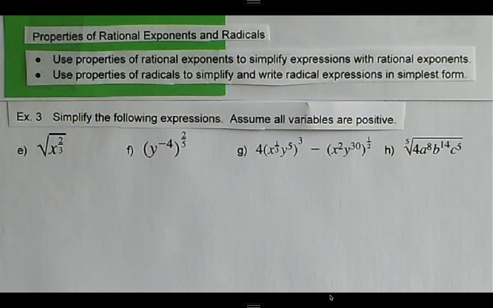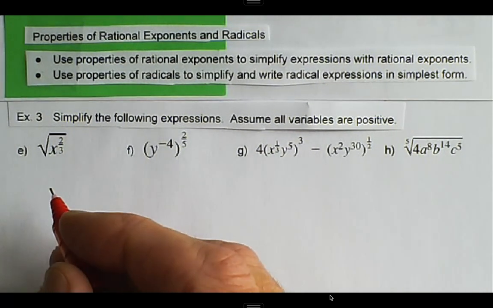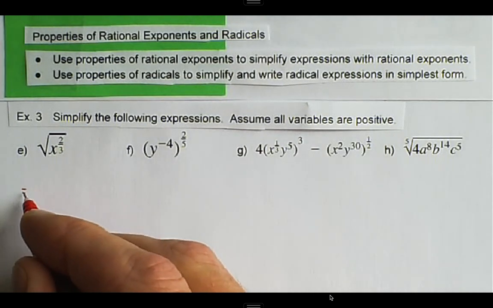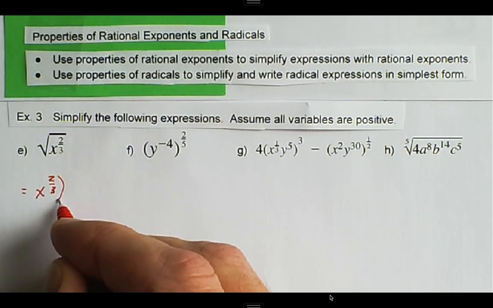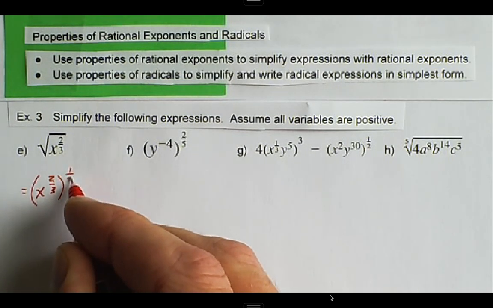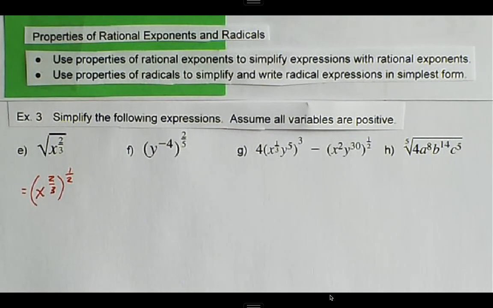And so we're taking the square root of x to the 2/3. Another way that we can rewrite the square root is as an exponent. So we can write this as x to the 2/3, and then we have the 1/2 written out there as an exponent.